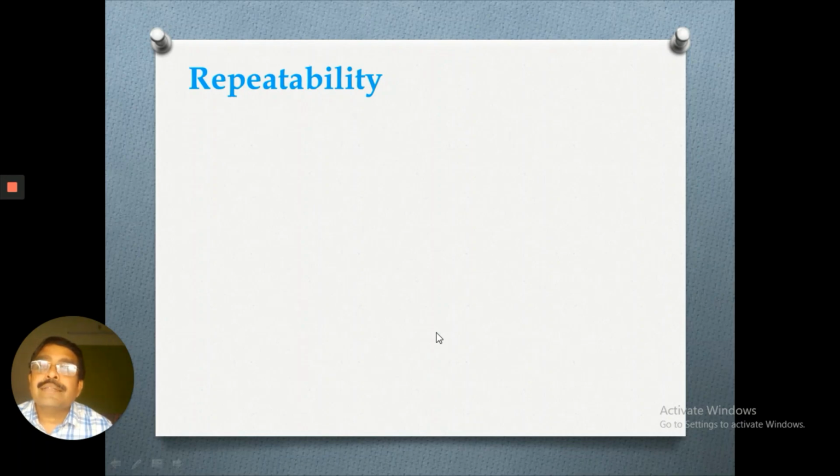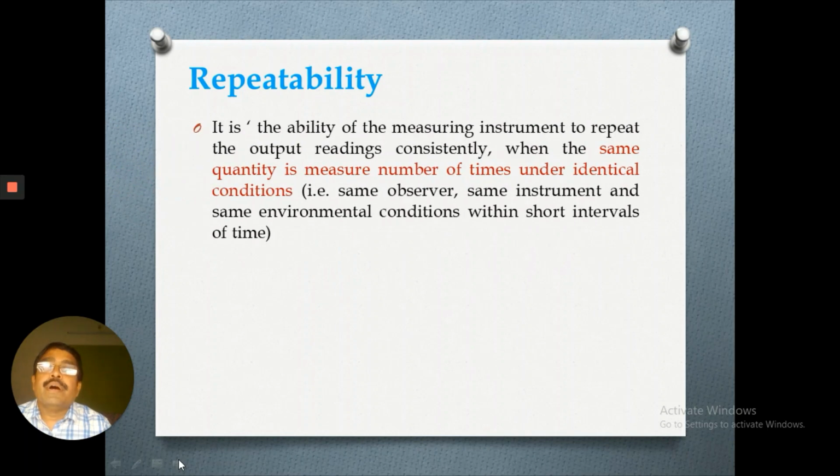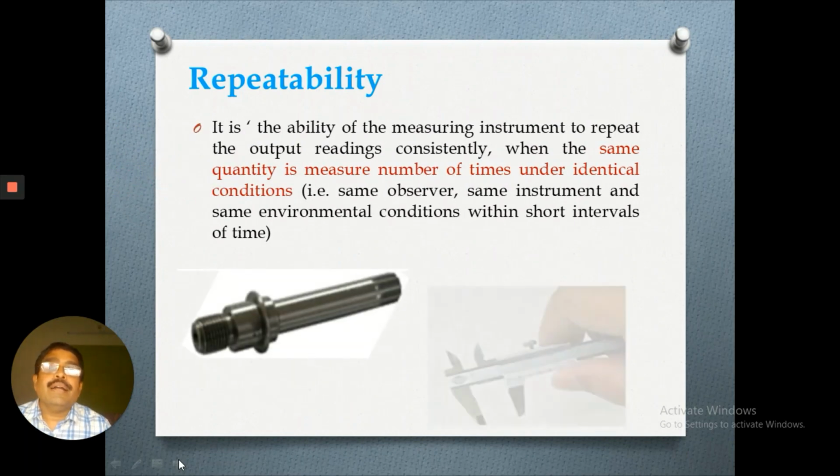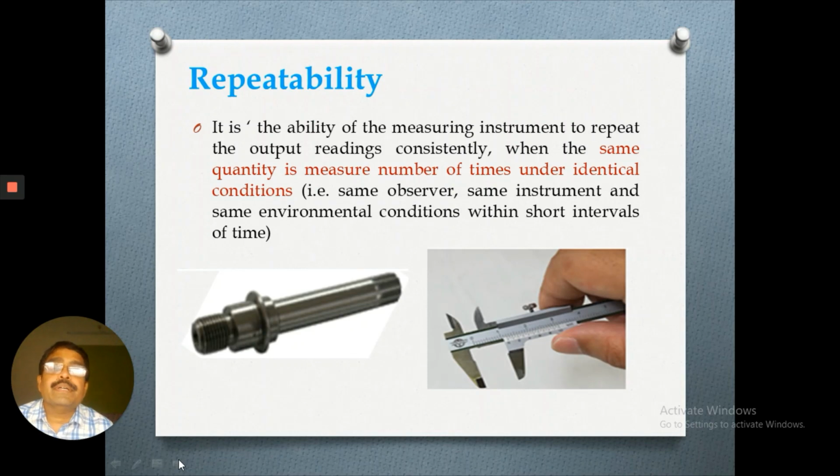So next is the repeatability. Here again, I will clear it with an example. I have taken the shaft and the vernier. Now what happened here? In this case, the instrument is the same, the person is also the same, and the environmental condition is also the same. And if that instrument gives the same output, then we can see the repeatability of that measuring instrument.